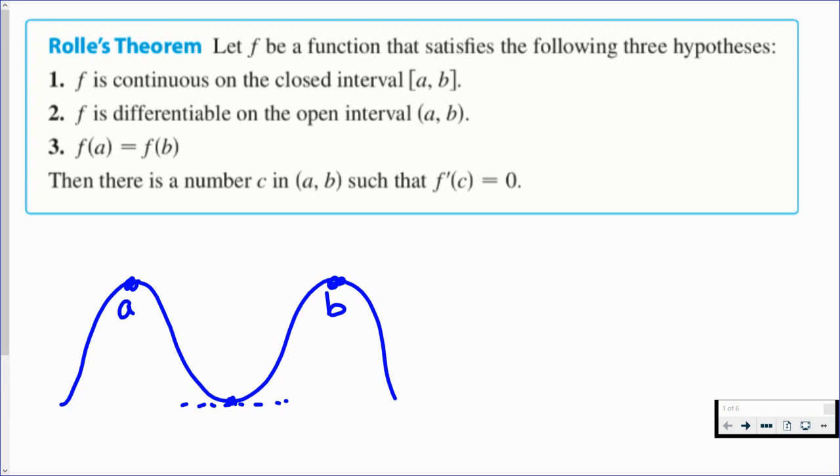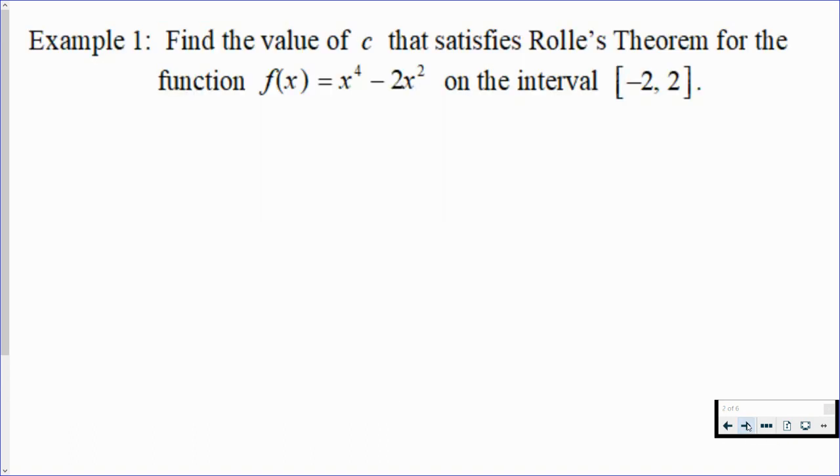If there's 2 places where you have equal values and the function's continuous and differentiable in between the 2, then there's somewhere where the derivative is equal to 0. So basically there's a horizontal tangent somewhere in there. All right, first example. Find the value of c that satisfies Rolle's theorem for the function f of x equals x to the 4th minus 2x squared on the interval -2 to 2.